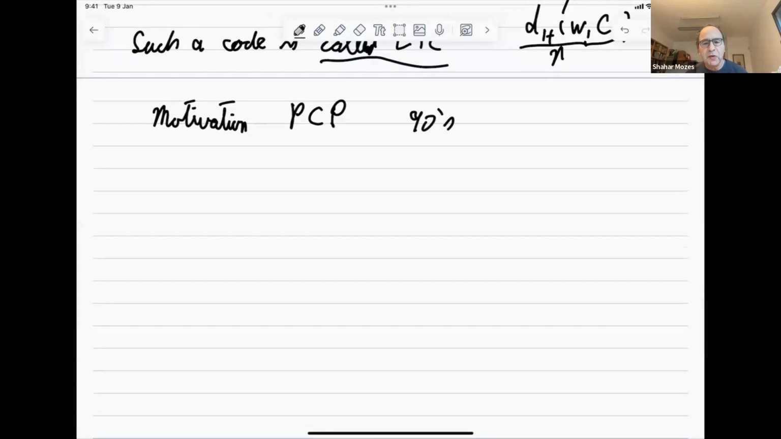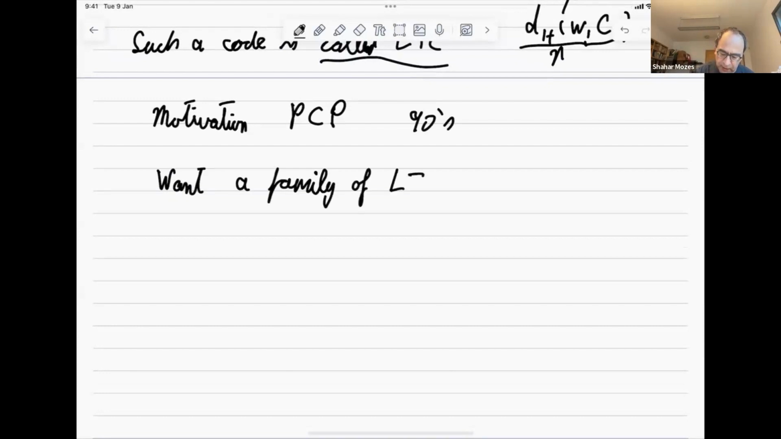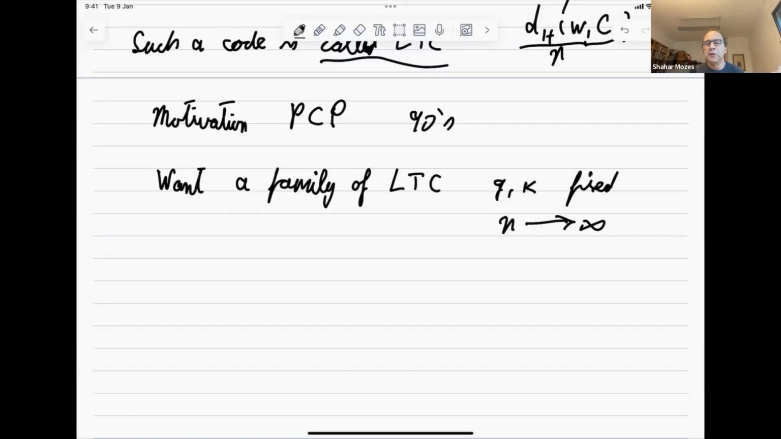This question about whether locally testable codes exist is deeply related to PCPs. And of course, we want families of locally testable codes where the Q and kappa are fixed, and the length of the code goes to infinity. It's much the same way that people speak about expander graphs. Every finite graph is an expander with some parameter if it's connected, but you want a family which grows.